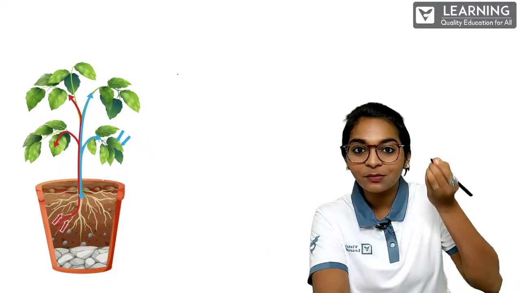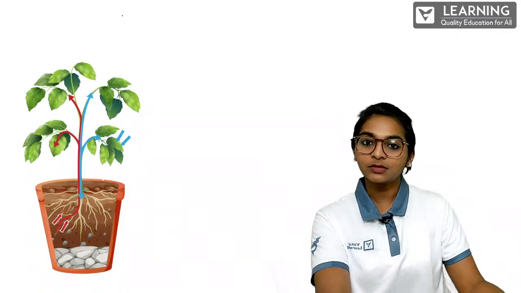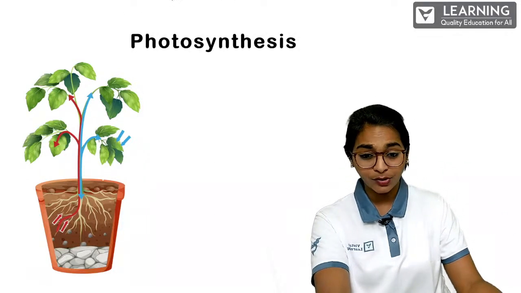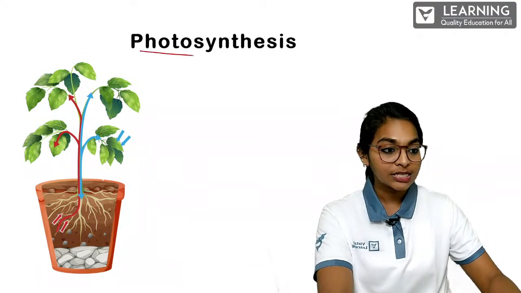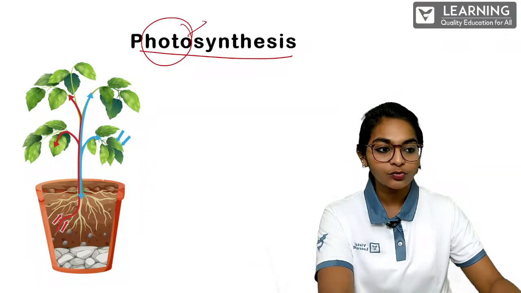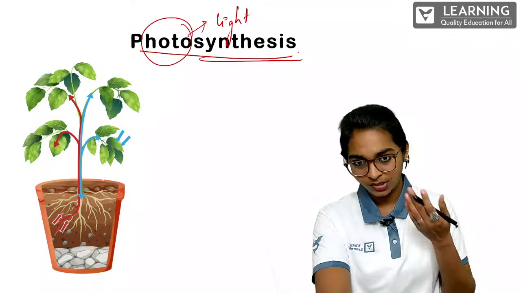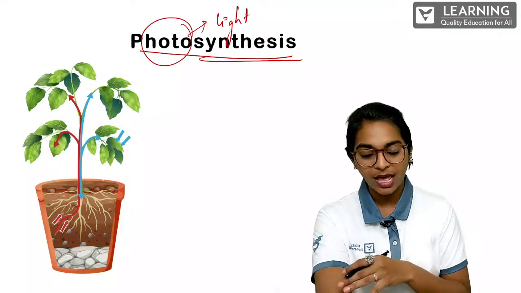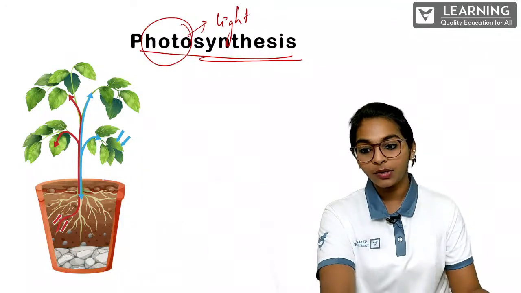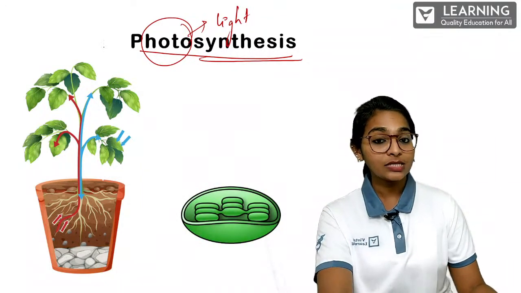Now tell me, what is the process by which a plant produces its own food? Very simple process, interesting process also. It is called photosynthesis, correct? Photo means light, correct? Synthesis means producing. In the presence of light, it produces. In the absence of light, it cannot produce.